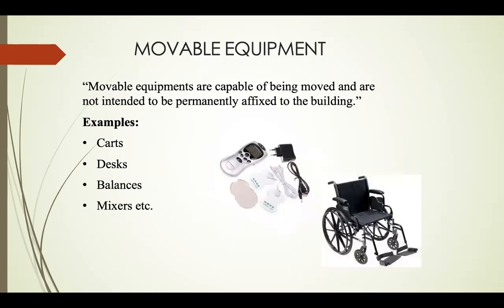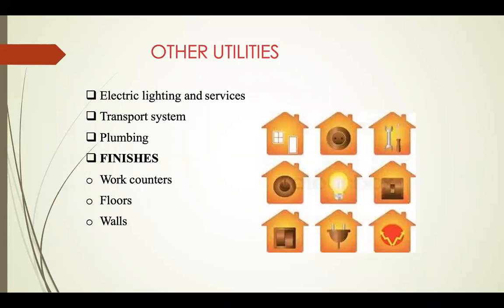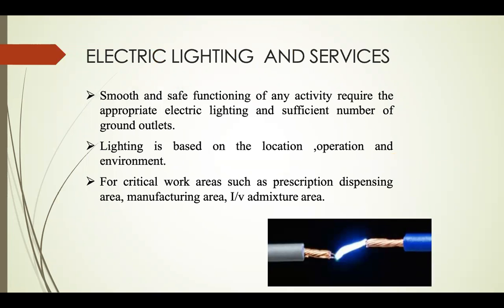Now, movable equipment is capable of being moved and is not intended to be permanently fixed to the building. Examples: carts, desks, balances, mixers. These are movable equipment. Other utilities: electric lighting and services, transport system, plumbing, finishes, work counters, floors, walls. Smooth and safe functioning of any activity requires appropriate electric lighting and a sufficient number of ground outlets. Lighting is based on the location, operation, and environment.